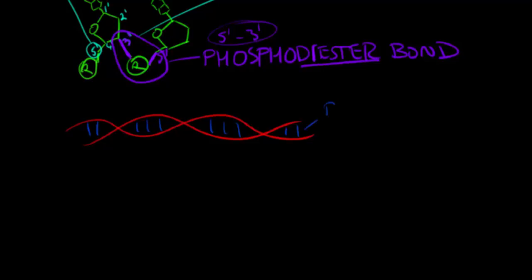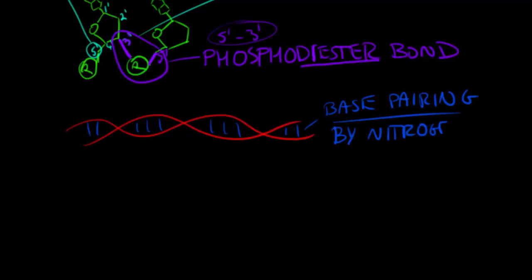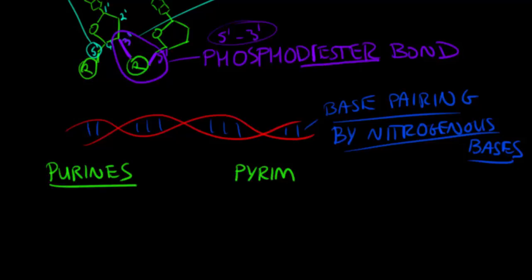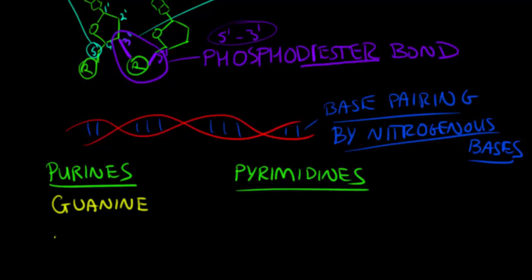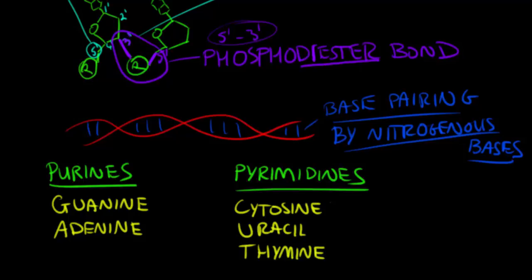So here's a DNA double helix. Now let's talk about base pairing. This is really important for the function of DNA. So nitrogenous bases do the pairing. We have 2 types of nitrogenous bases, purines and pyrimidines. The purines are guanine and adenine. The pyrimidines are cytosine, uracil, and thymine. GA, guanine and adenine. How I remember this is God and his angels are pure. That makes it easy for me.